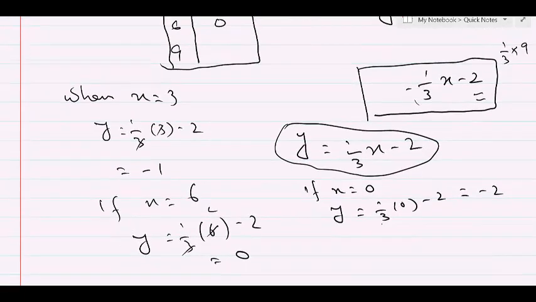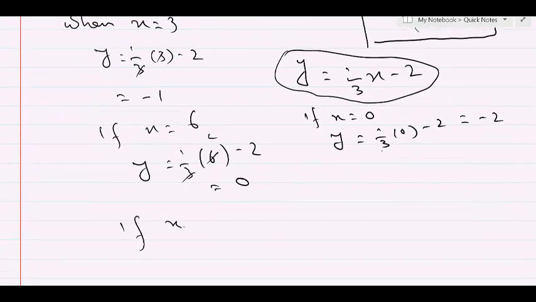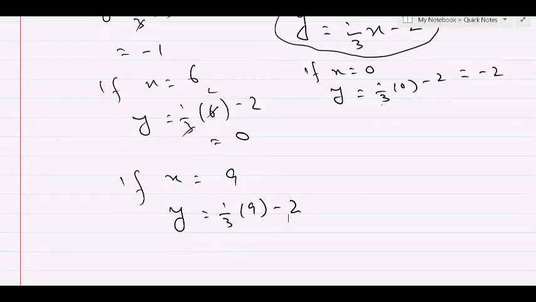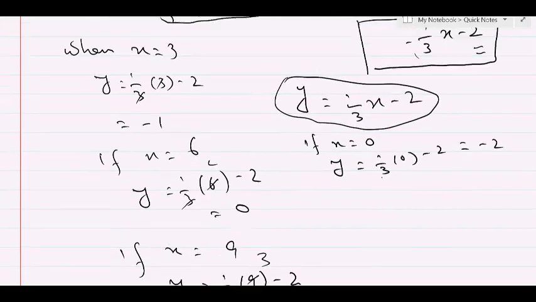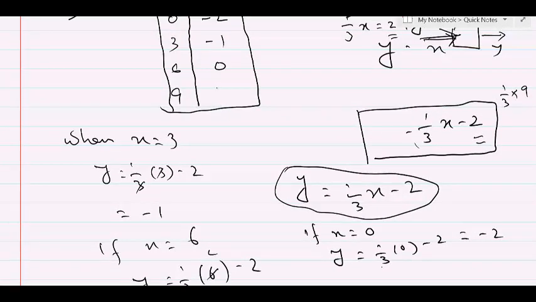And if x is equal to 9, then y is equal to 1 by 3 times 9 minus 2. This will give us 3 minus 2. The answer is equal to plus 1. So here we get 1.